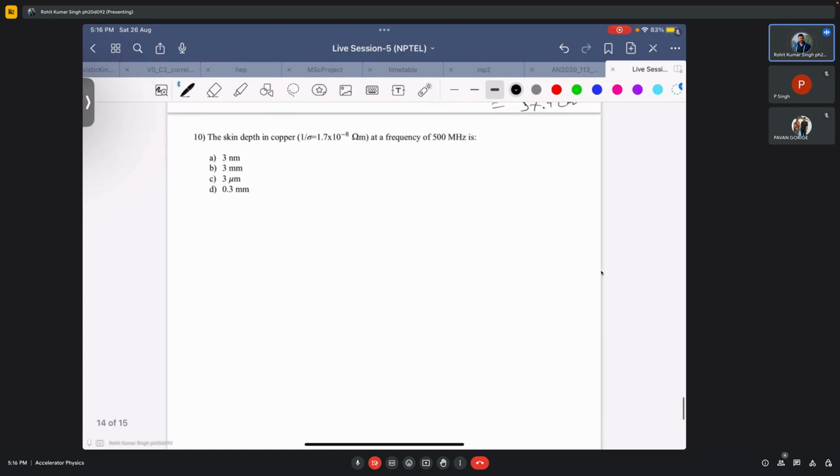Then one more numerical problem. Skin depth in copper. So I just wrote down the formula for skin depth, right? What it is? Square root of 1 by sigma mu omega. And here 1 by sigma is given. So just 1.7 into 10 to the power minus 8.